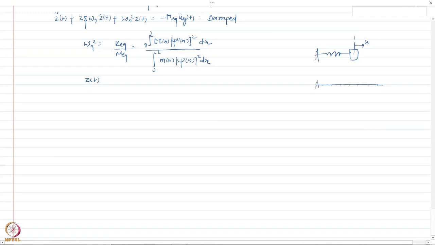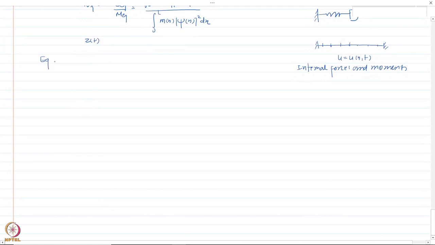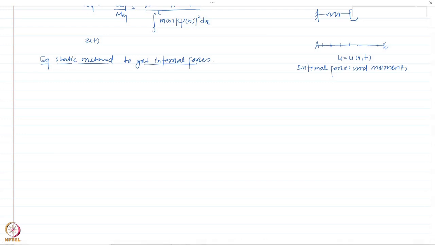So, this also poses the question, what happens to the forces at different location? So, I know that my u is now a function of x and t. Okay, so I would also have a different point. What are the internal forces and moments? Okay, so internal forces and moments, and to do that again we are going to utilize the same method that we have done. So we are going to utilize something called equivalent static method, in which, to get the internal forces, all right. Now, this method basically allows us to obtain the internal forces.